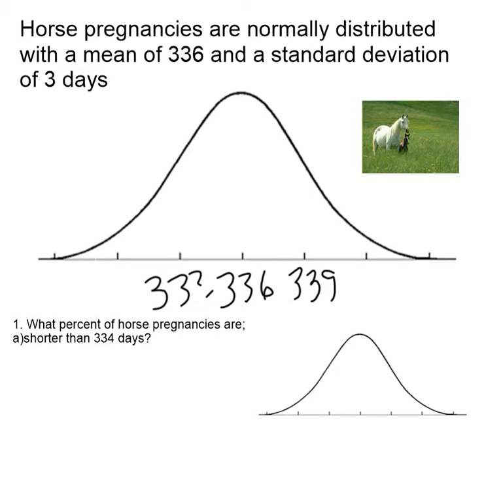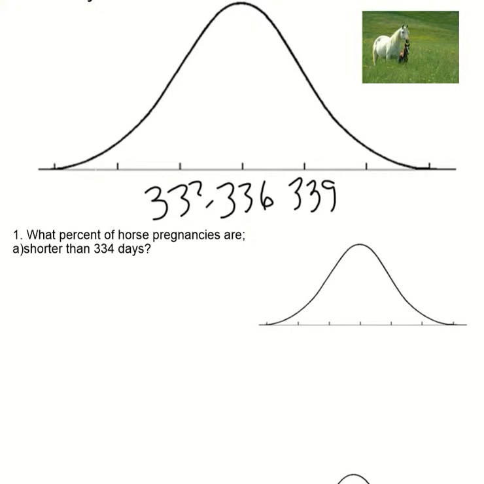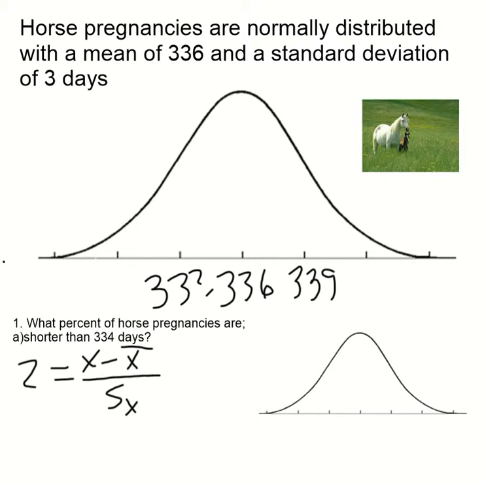Our first question says, what percentage of horse pregnancies are shorter than 334 days? So remember that z-score formula. z equals x minus x bar over sx. That gets us our z-score. If we want to find out what percent of horse pregnancies are shorter than this, we need to first find the z-score. So we can plug in these values that we know. Our x is 334, our x bar is 336, and our sx is 3. So if we do that, we get negative 0.66.